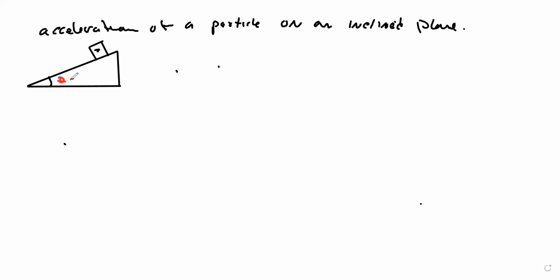So theta is going to be 30 degrees. The sine of 30 degrees is going to be 1/2. The cosine of 30 degrees is going to be square root of 3/2. And the coefficient of kinetic friction is going to be 0.2 because there's going to be friction all over this surface. So the friction is going to go this way, and the box is going to move this way.